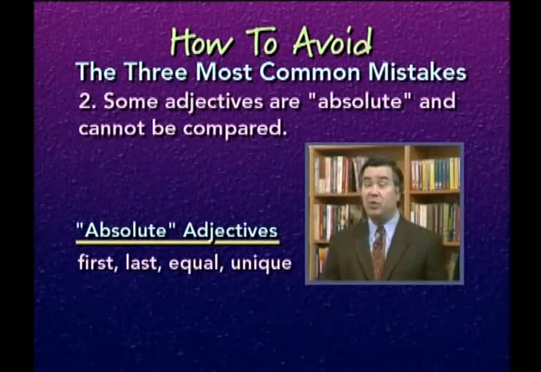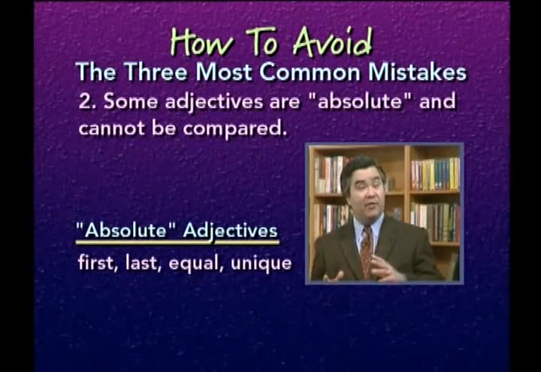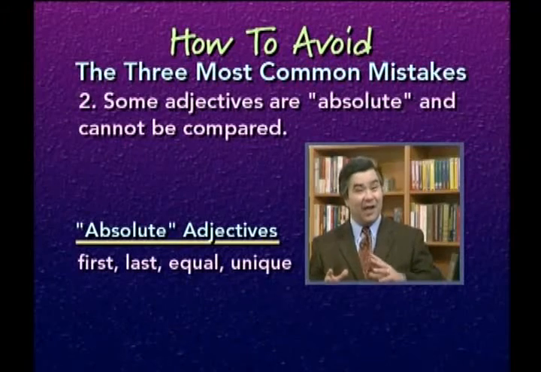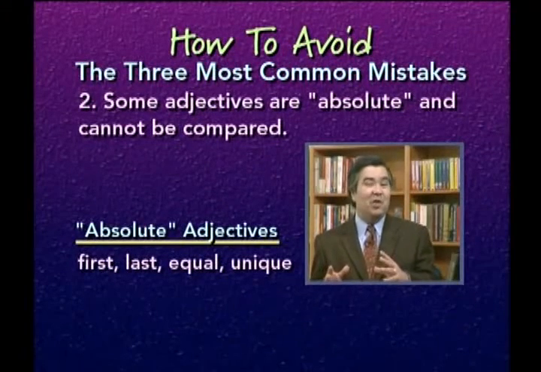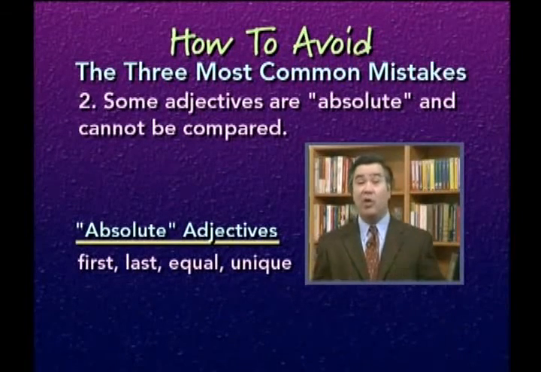Perhaps you can see why these would be considered absolute qualities which can't really be compared. For example, first. If you are first in line, you're first in line. No one else could be more first than you, or the most first. Either you're first or you're not.